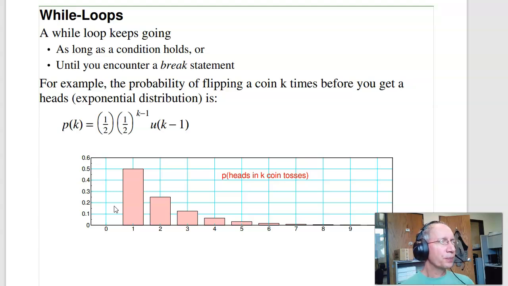I can do while loops. With a while loop, I keep on going over and over until a condition is satisfied or until I hit a break statement. For example, suppose I want to find the probability of flipping a coin k times until I get a heads. That is an exponential distribution where the probability of k tosses being 1/2 times 1/2 to the k minus 1, u of k minus 1. So the probability I'll get a heads on 0 tosses is 0, half a chance, 50% chance in 1 toss, 25% in 2 tosses, 1/8 in 3 tosses, 1/16, and so on.